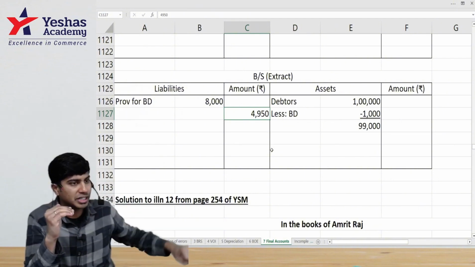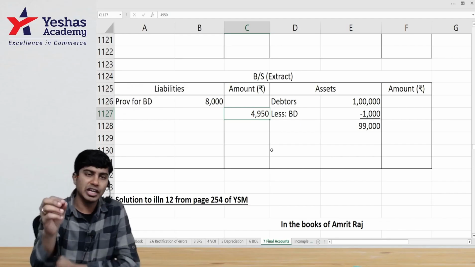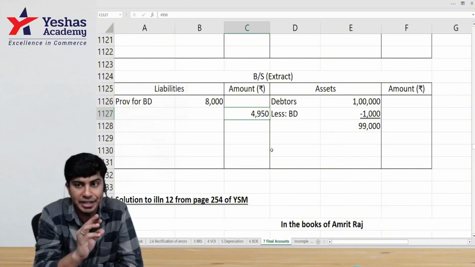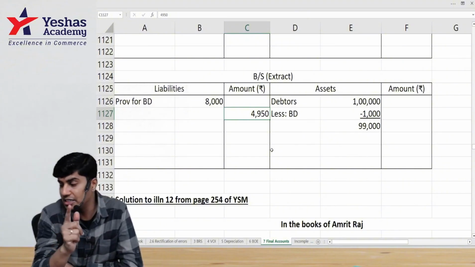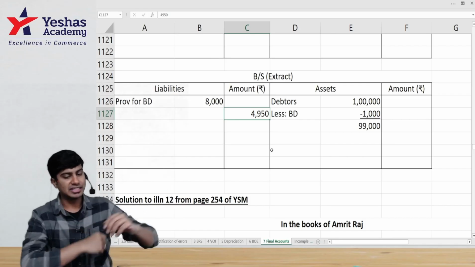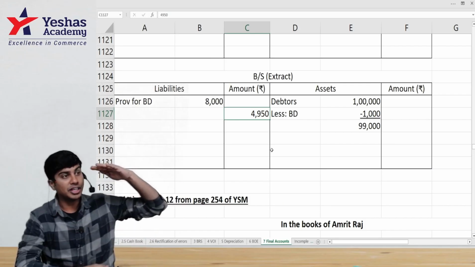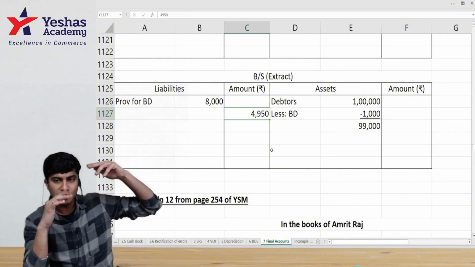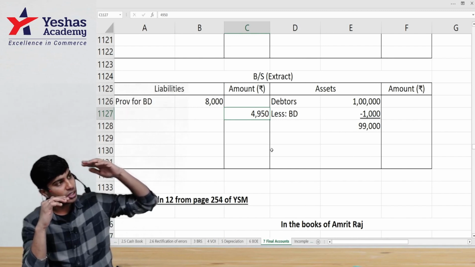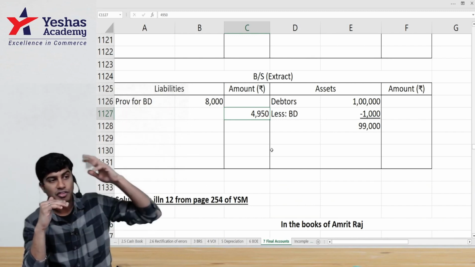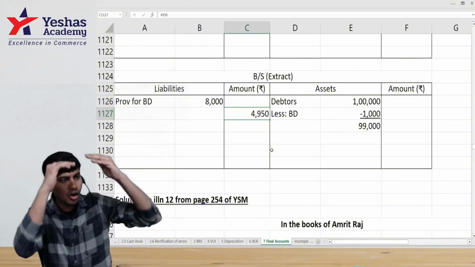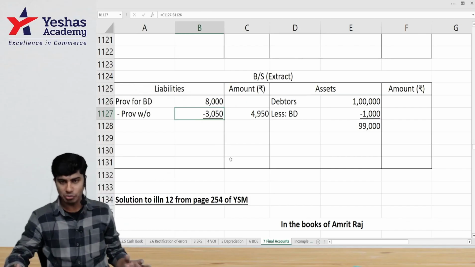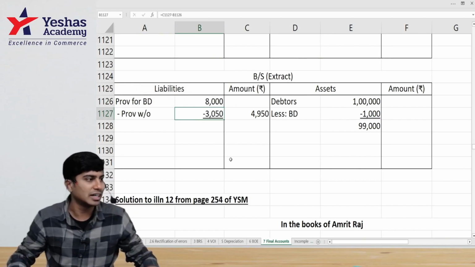If in case there was no provision in trial balance, I would have debited 4,950 to P&L account as expense and I would have written 4,950 in my balance sheet liability side. But because there is existing provision, I have to compare. What is my existing provision? 8,000. What is the provision to be maintained as a percentage? 4,950. We already have 8,000 provision, but the provision to be maintained is 4,950. From 8,000, I'll reduce it to 4,950. How much is the provision to be written off? 3,050. This is not a door number, this is an amount. 3,050 rupees of provision is to be written off.